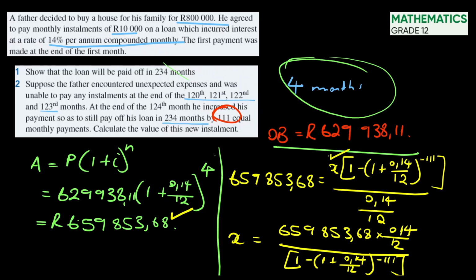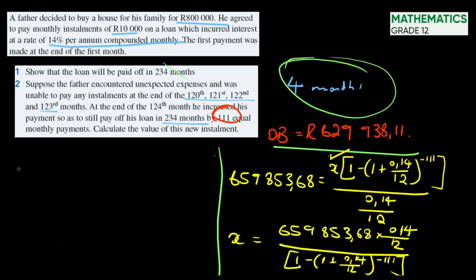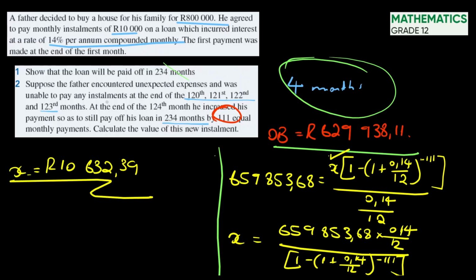You'll see that when you punch it into a calculator, you get the x value of 10,632.39 as the new installment. As you can see, the installment jumped by only 632.39 because the initial installment was just 10,000. So by then we would have answered this question that eludes a lot of learners. Please be sure to rewatch this video, go step by step and see how to answer this proficiently.